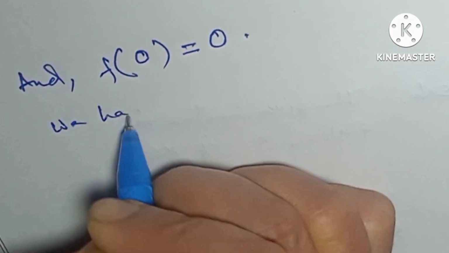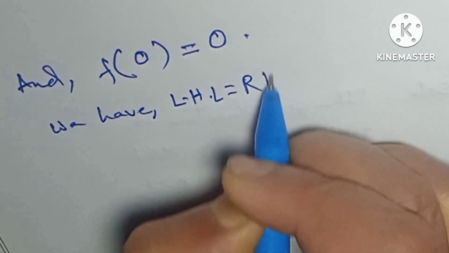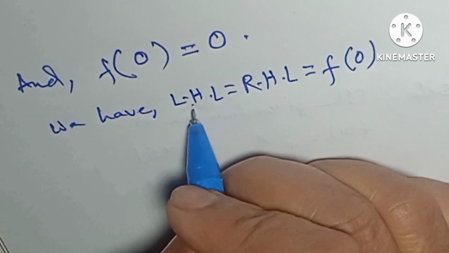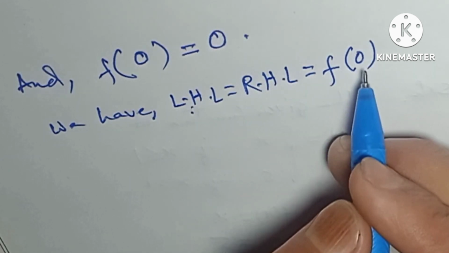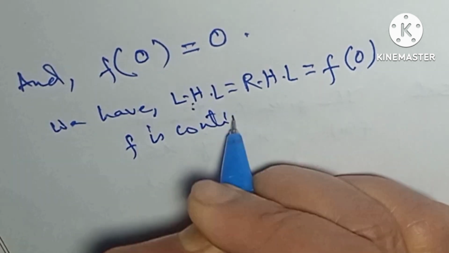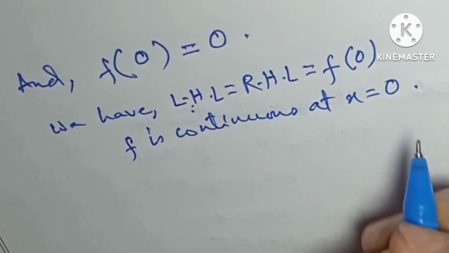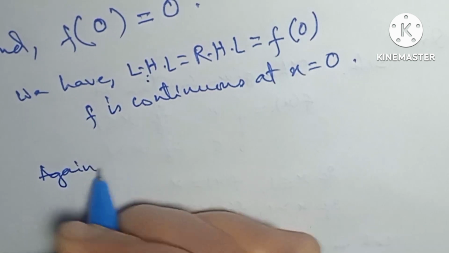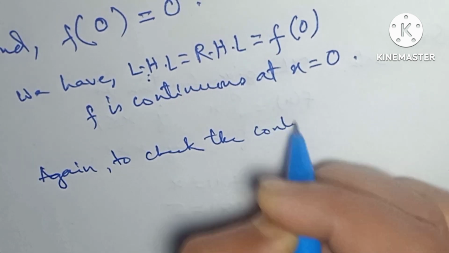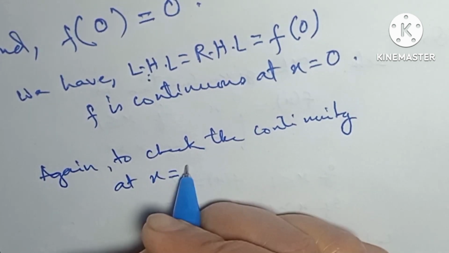We have left hand limit equal to right hand limit equal to f of 0. All these three values are equal, that is 0. So f is continuous at x equal to 0. Again, let us test the continuity at x equal to 1.